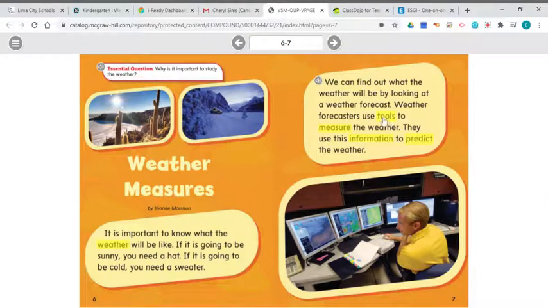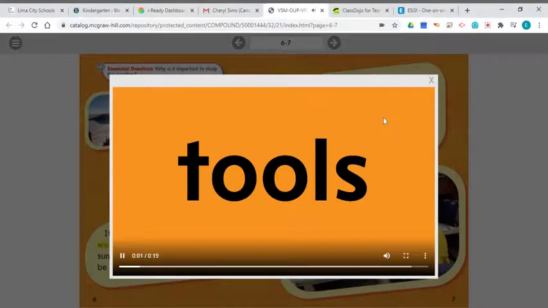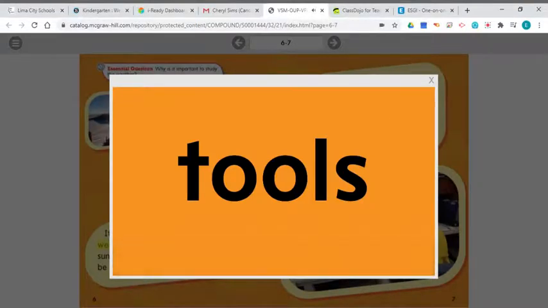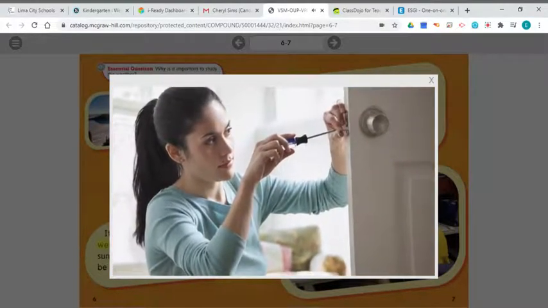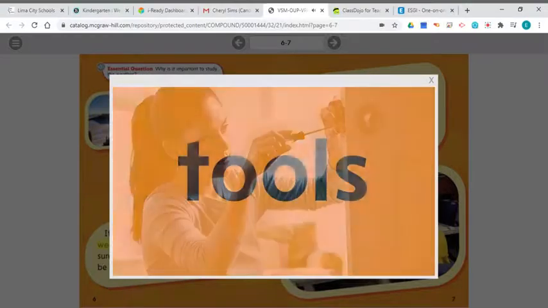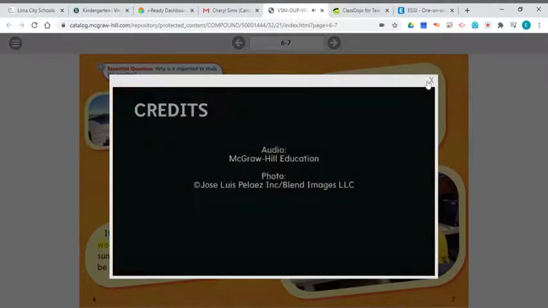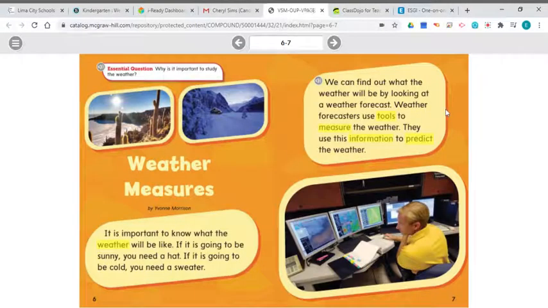How about the word tools? A tool is something that is specially made to help people do some kind of work. Tools is the plural form of tool. An object specially made to help people do work. She uses tools to fix the broken door. And the kind of tools we're talking about in this selection are the kind of tools that help measure the weather, which brings us to our next vocabulary word.